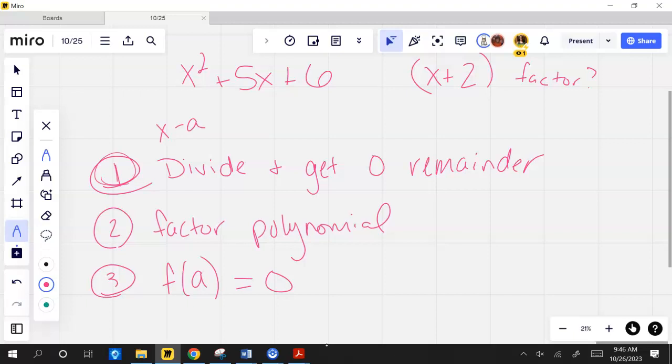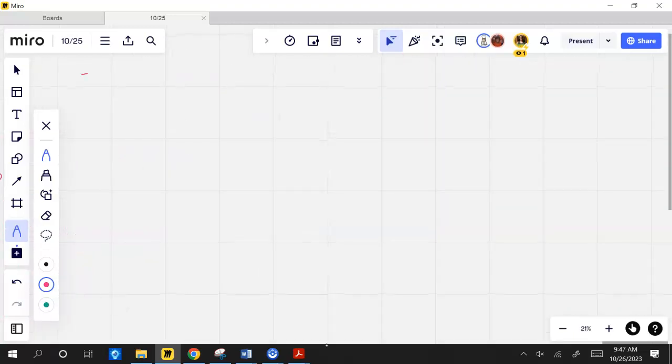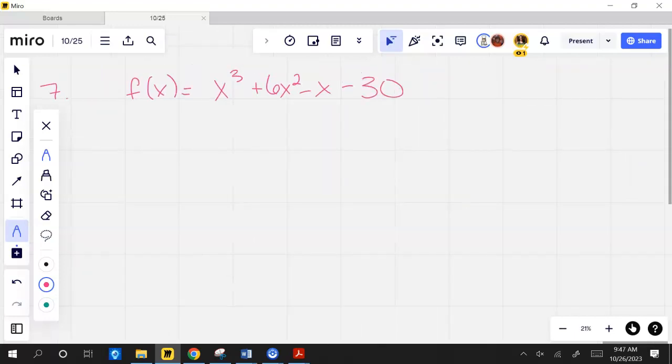That little middle sentence is what we're going to use to do the rest of these, where it says to factor completely, divide by a factor and write it as a multiplication problem. That's what we're going to be doing. So look at number 7. I have f of x equals x to the third plus 6x squared minus x minus 30. And I'm telling you that this is a factor. I'm not asking you, is it a factor? I'm telling you this is a factor. So knowing that that's a factor, tell me what you know.